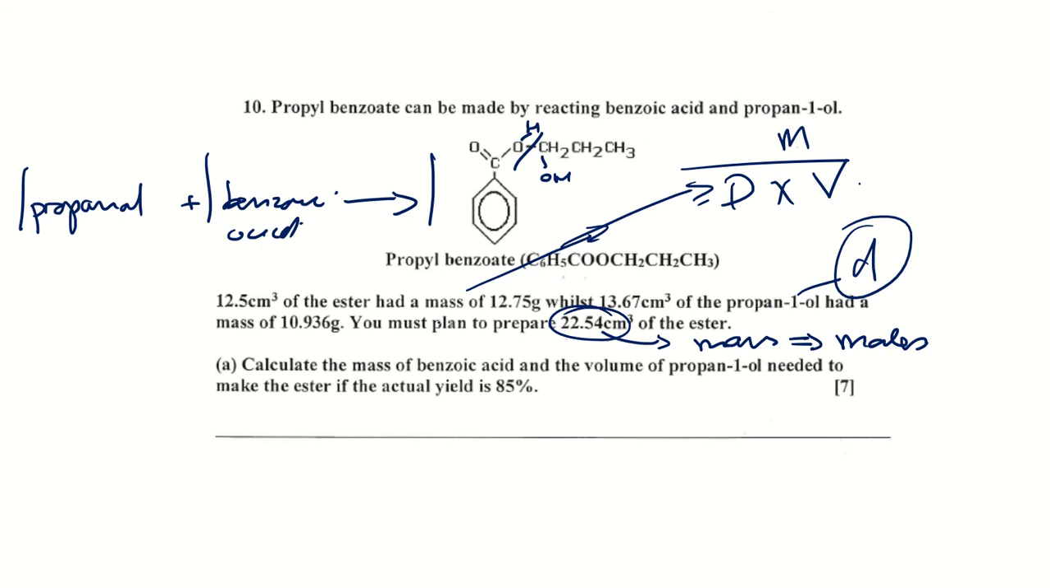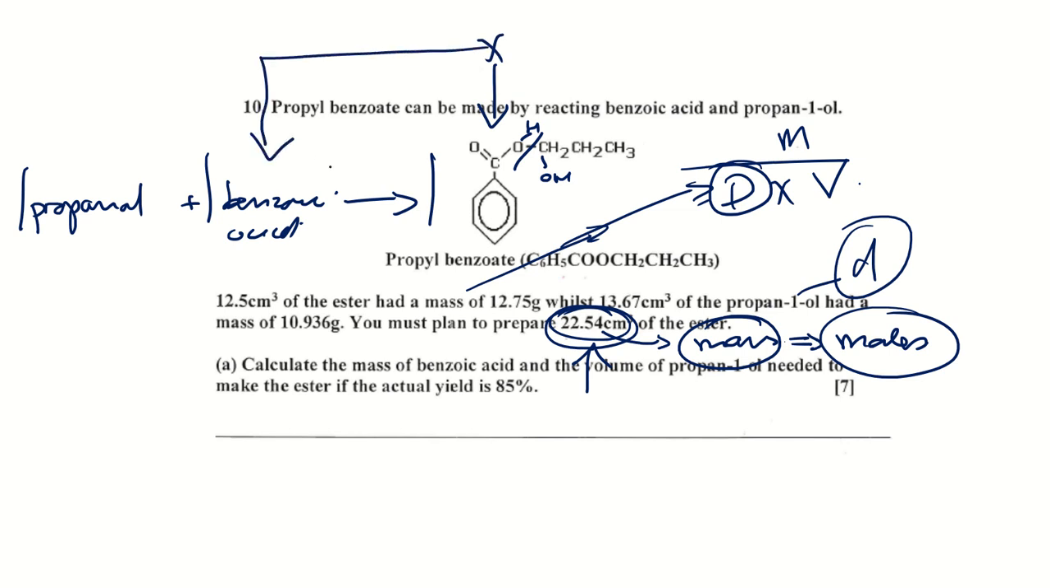Alright, so what we've got so far, we have been able to work out density of the ester. Now that we've got volume of the ester down here, we can work out mass of the ester. Once we've got mass of the ester, we can work out moles of that ester. When I get moles of the ester here, let's say it's X moles, I can then backtrack and I can get, as a 1-to-1 basis, moles of the benzoic acid, and I can get moles of the propan-1-ol.